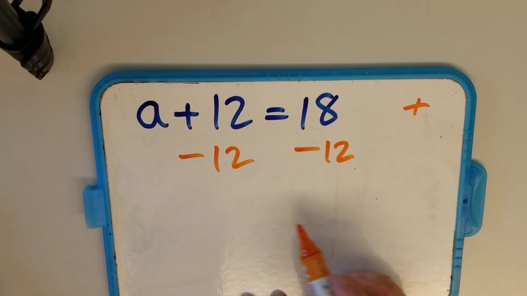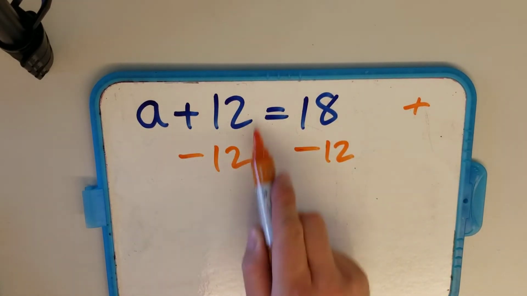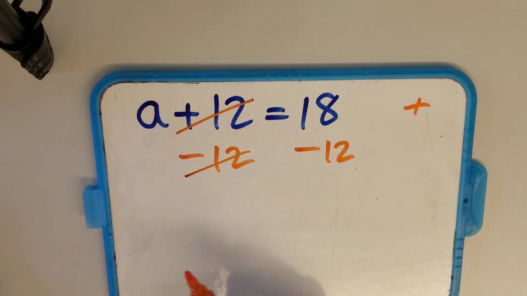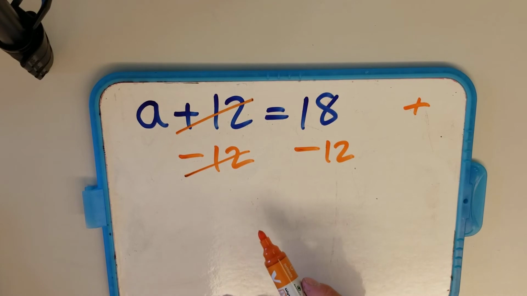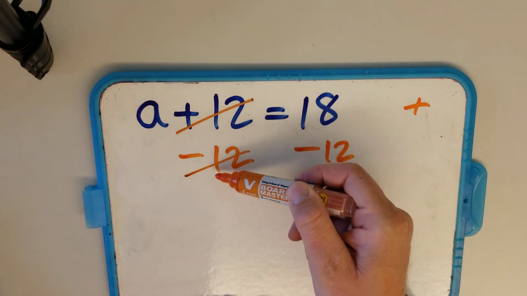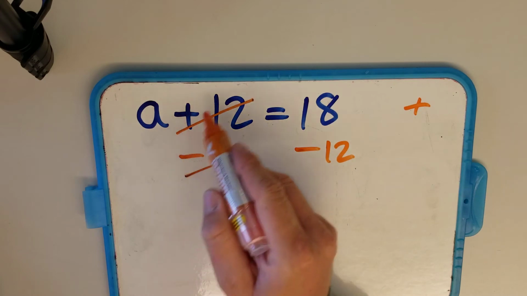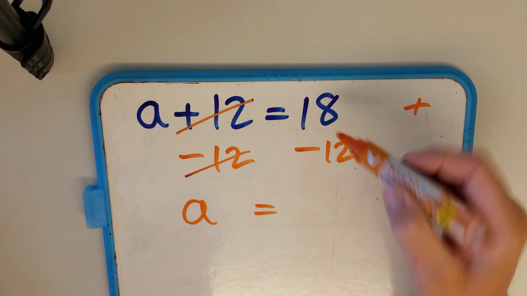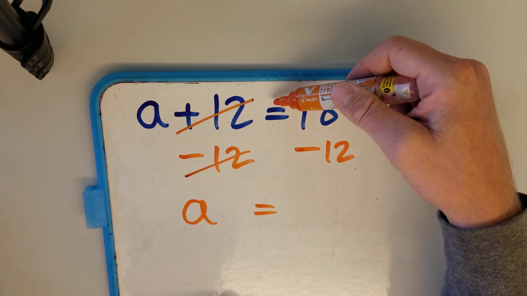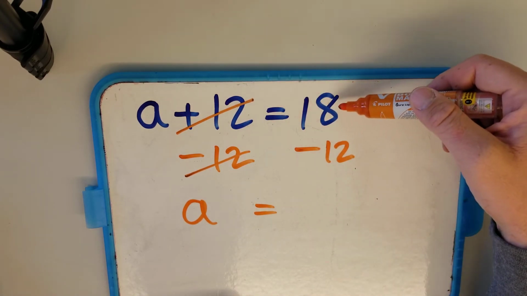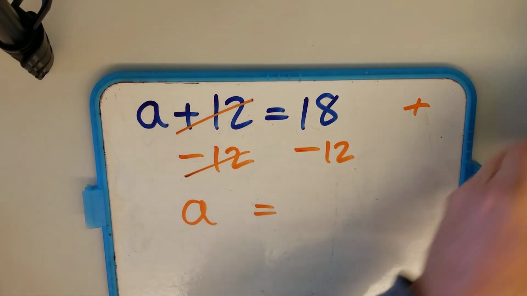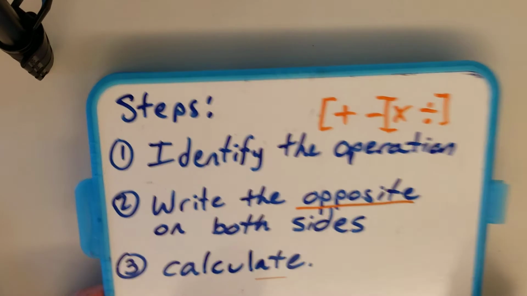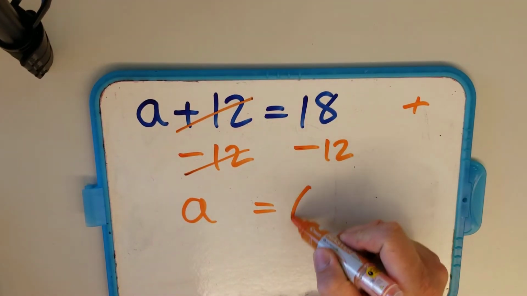Okay, so if we subtract 12 in this situation, adding 12 and subtracting 12 creates this perfect situation where we cancel out each one, because 12 take away 12 is 0. All we're left with, the only thing we have remaining on this side is the letter A. But on the right-hand side, the far side of the equal sign, we have to do this calculation. That's the third step in our procedure here, to make the calculation. So 18 take away 12 is 6.